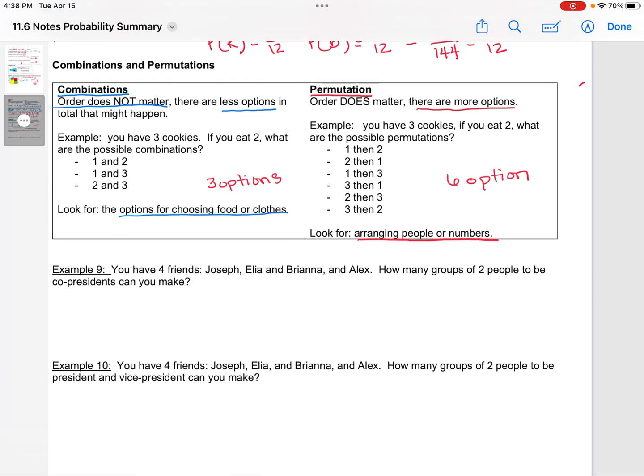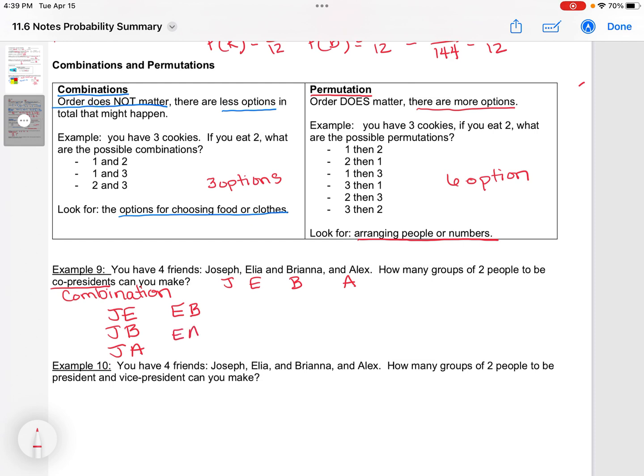So the next 2 problems, see if this makes sense. If I have 4 friends, so this one is going to be our combination, because first of all, co-president, so it doesn't matter which one's first and which one's second because they're both going to be president. Okay, so how many groups of 2? So I'm going to put J, E, B, A. So all the combinations are going to be, I guess I'm just going to make a list. Okay. Joseph and Elia, Joseph and Brianna, Joseph and Alex. So when I do Elia, I'm not going to do Joseph because we already have that one. So I have Elia and Brianna, or Elia and Alex.